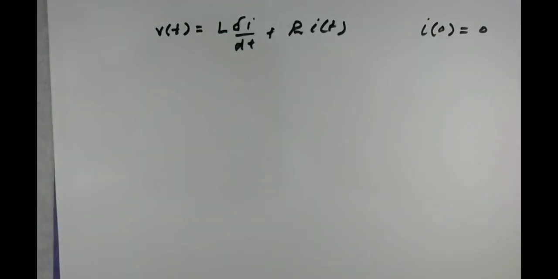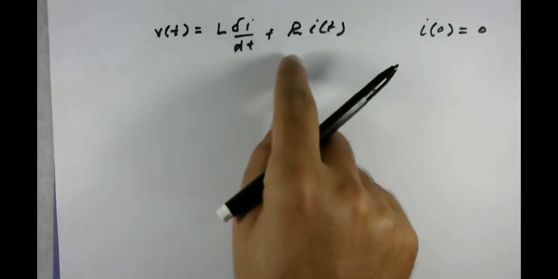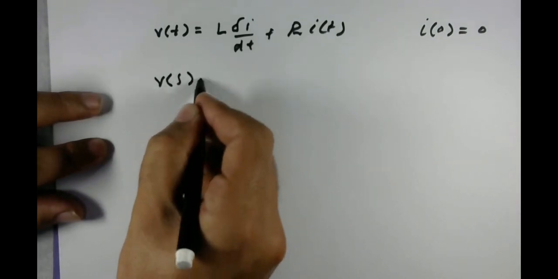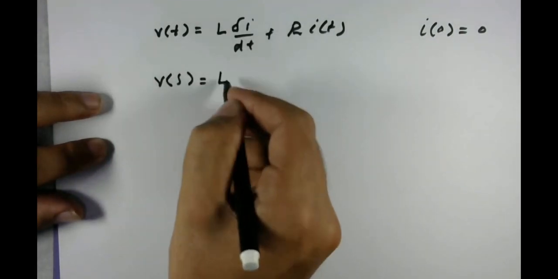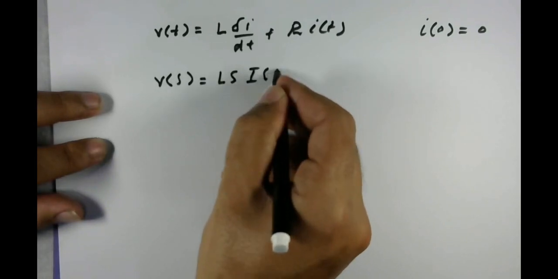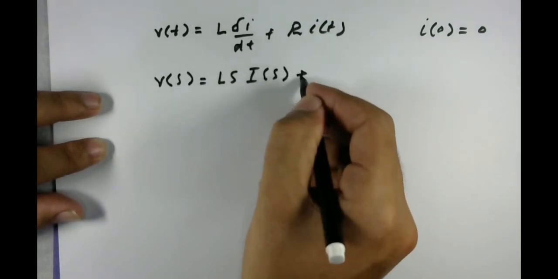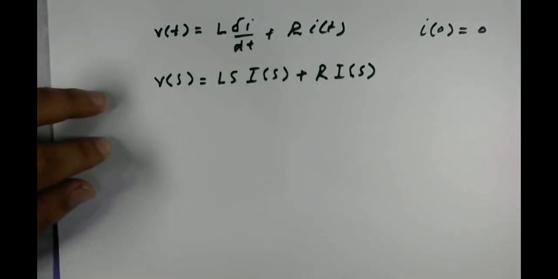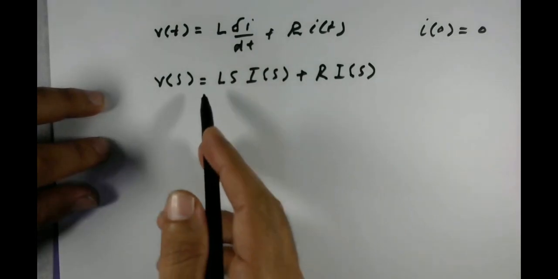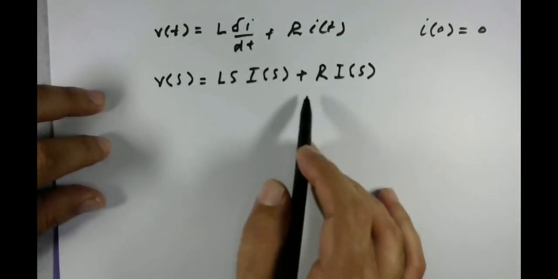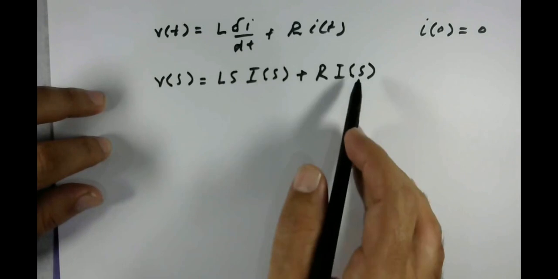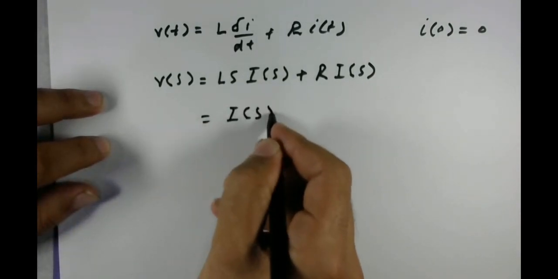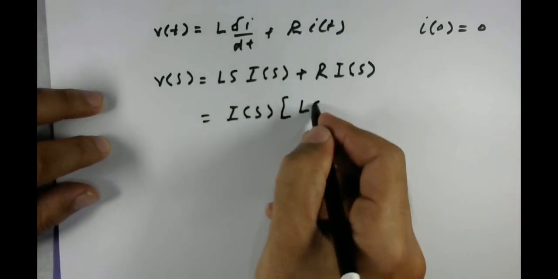Okay, so if you transform this equation into the Laplace domain, what you're going to get is v of s equals L s I of s, plus r I of s, right? So you see we transformed the differential equation into a simple algebraic equation. You can easily find the value of I of s from here. Okay, you take I of s common, this will give you L s plus r.